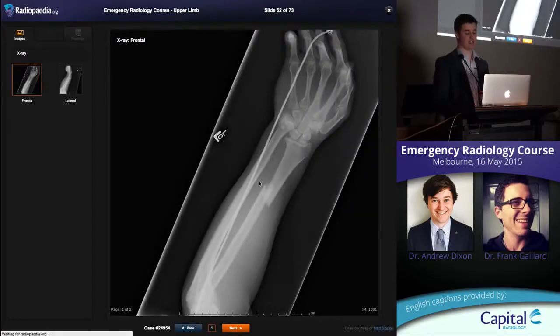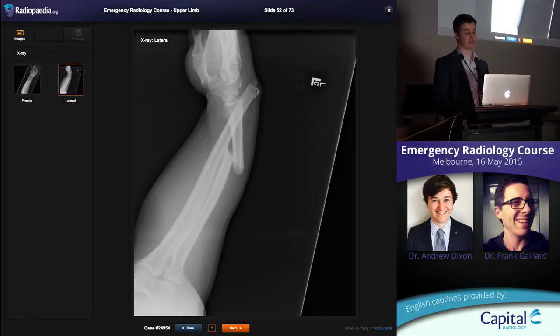Here's the Galeazzi, so a fracture of the radius with dislocation of the distal radioulnar joint. You can see that it's overlapping all these carpal bones here. Clearly, this joint is very dislocated distally.